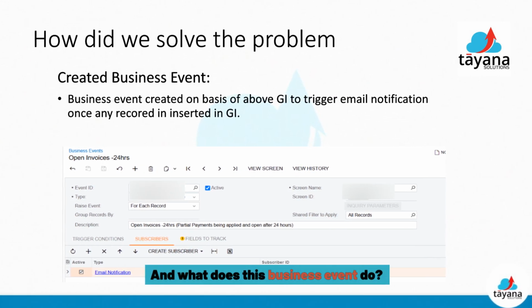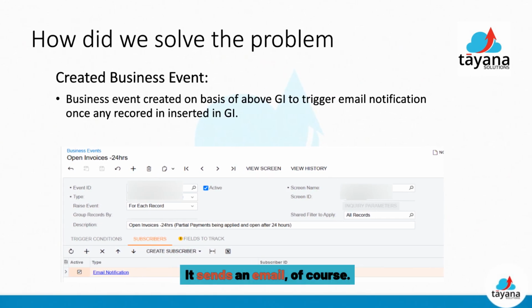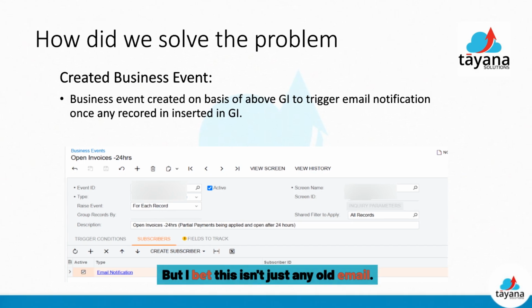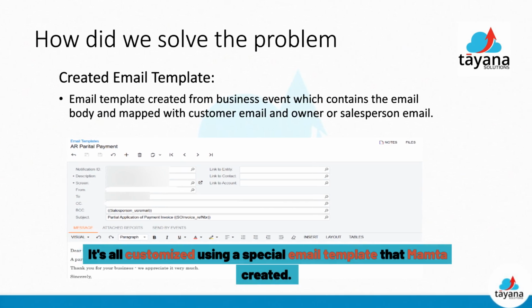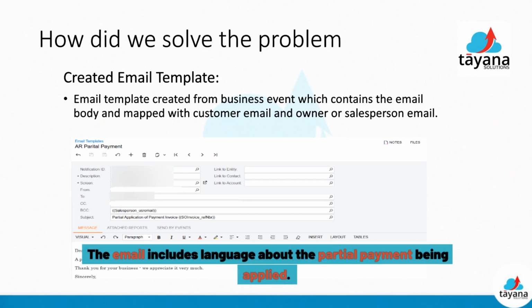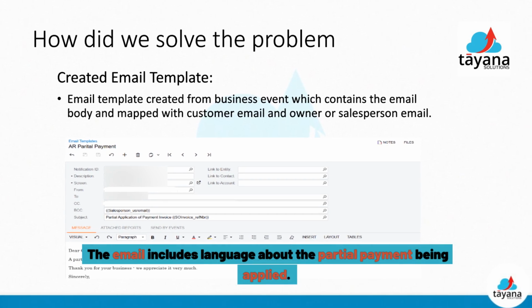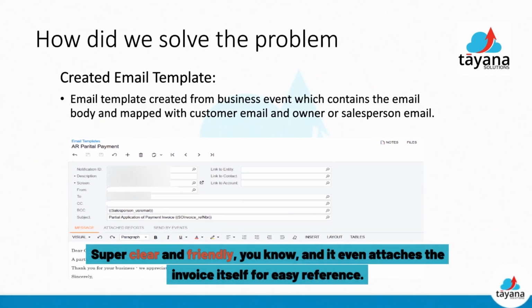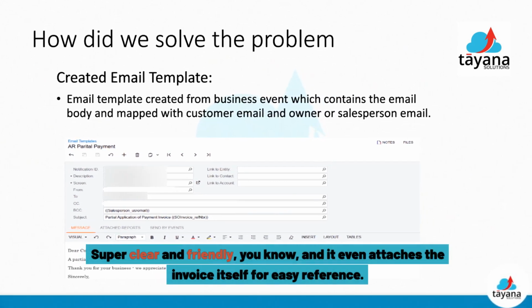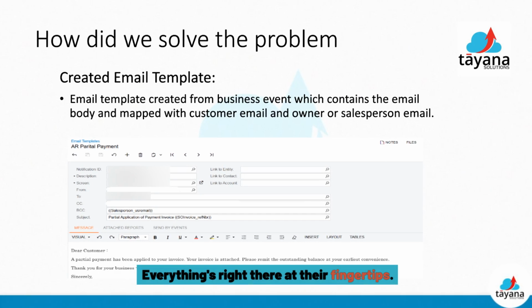And what does this business event do? It sends an email, of course. Of course. But I bet this isn't just any old email. Nope. It's all customized using a special email template that Mamta created. The email includes language about the partial payment being applied, super clear and friendly, and it even attaches the invoice itself for easy reference. Smart. Everything's right there at their fingertips.